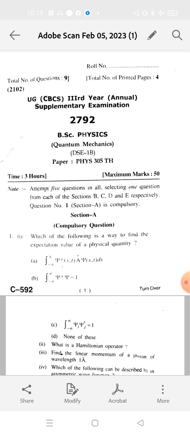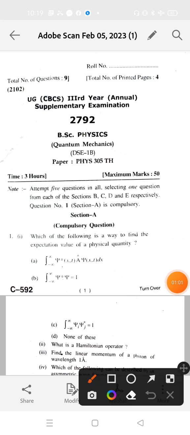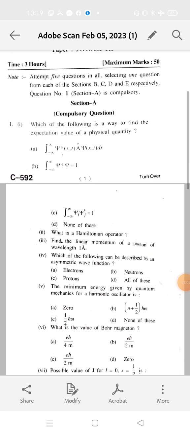Which of the following is a way to find the expectation value of a physical quantity? So the right answer is A. Its second part is, what is a Hamiltonian operator?